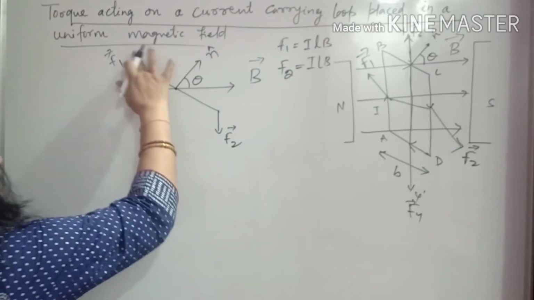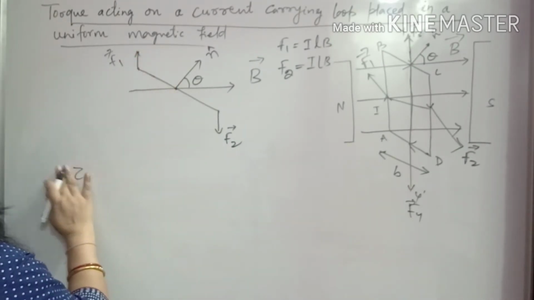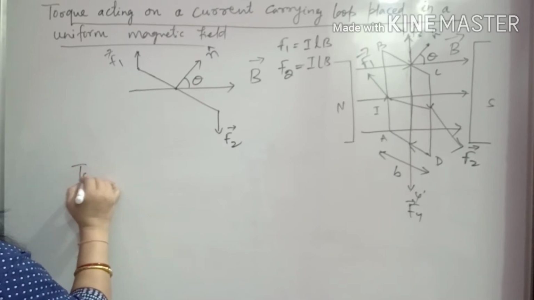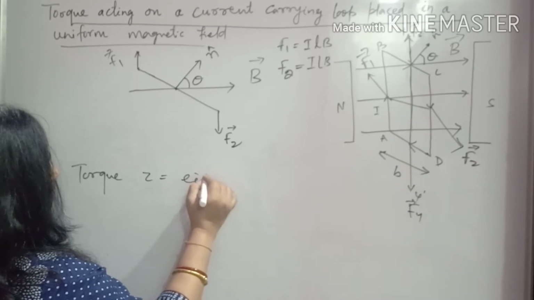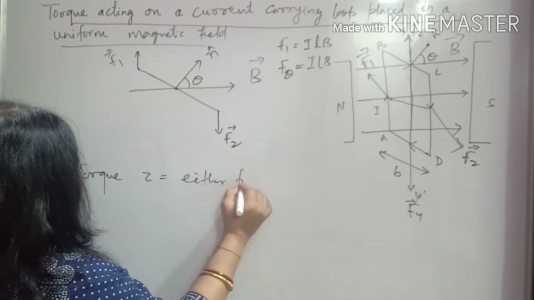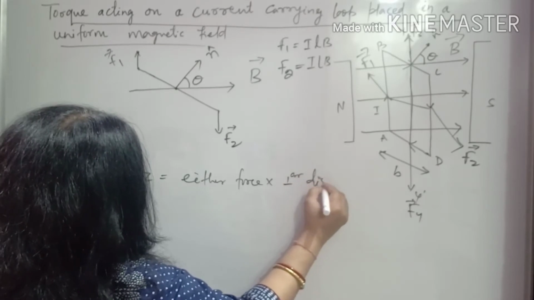Now, what is actually the torque's formula? The torque, tau, formula is force into the perpendicular distance between them.